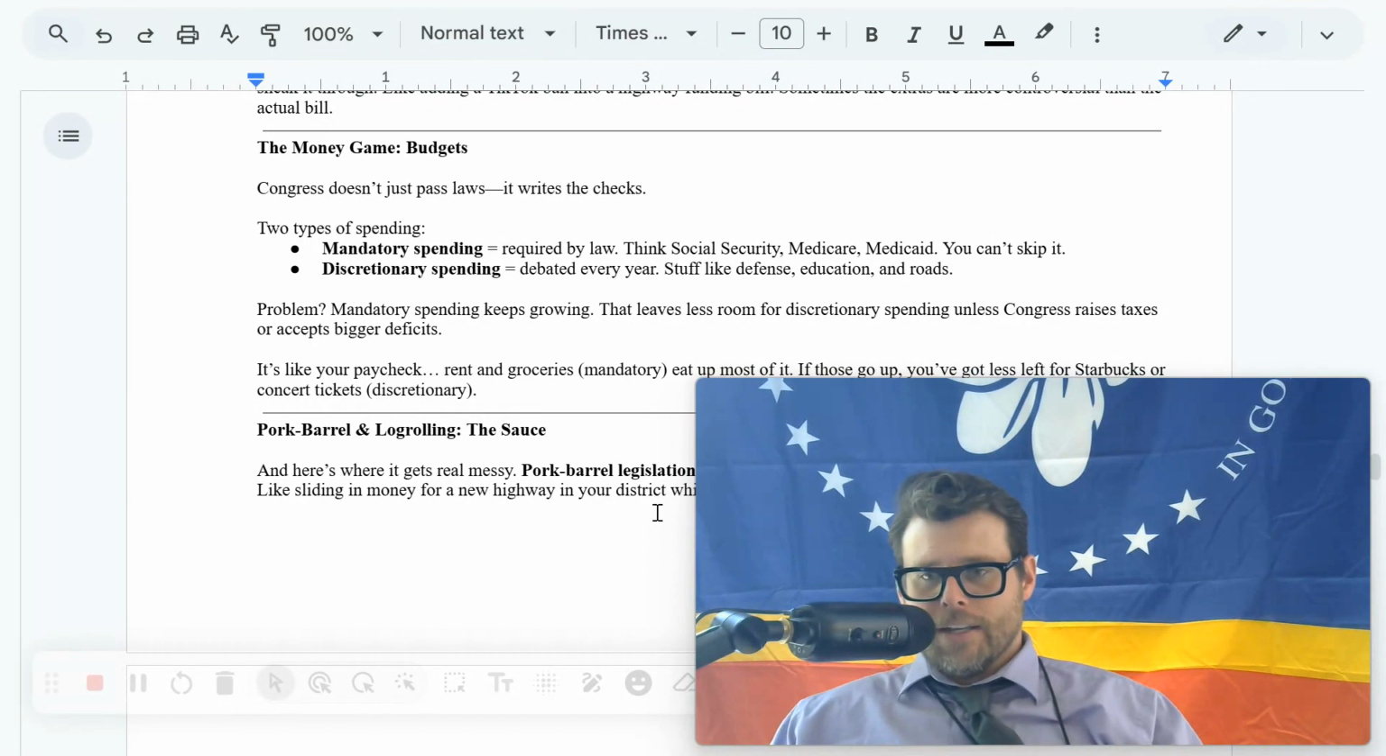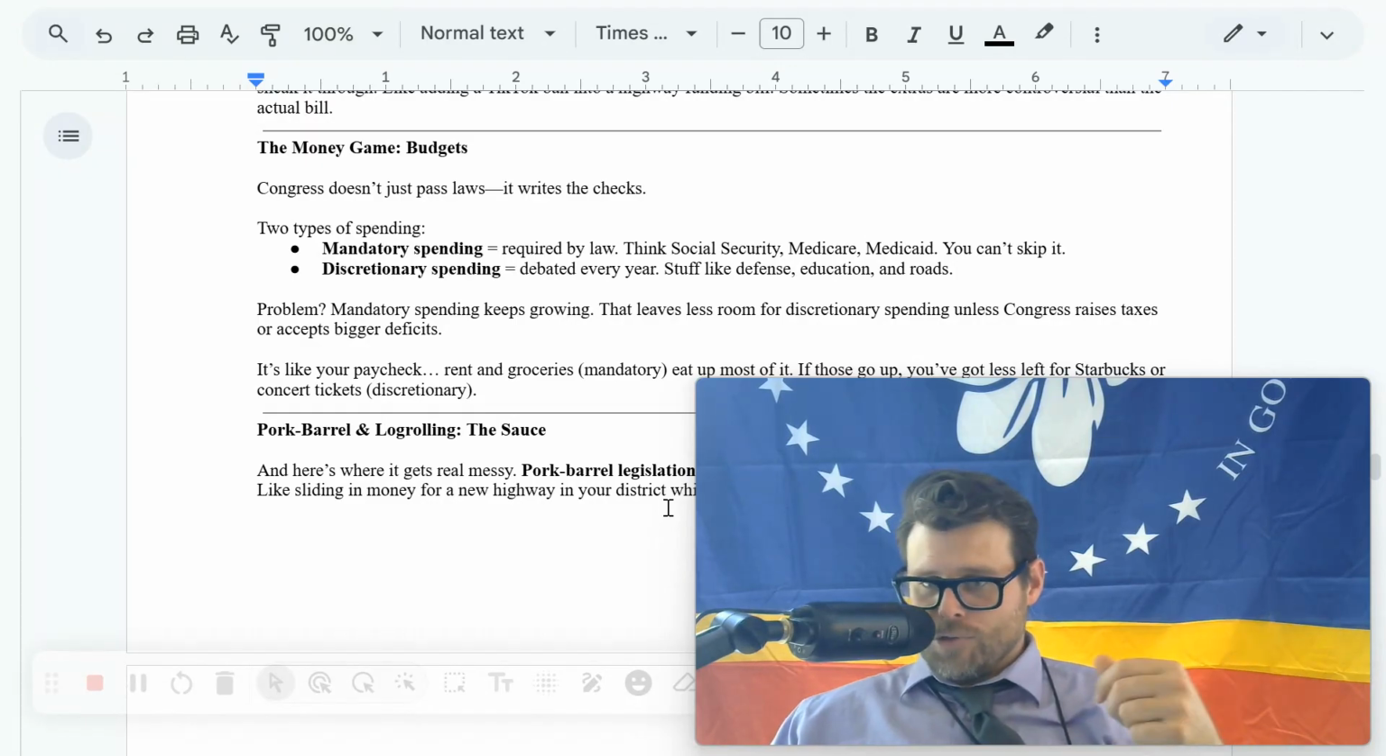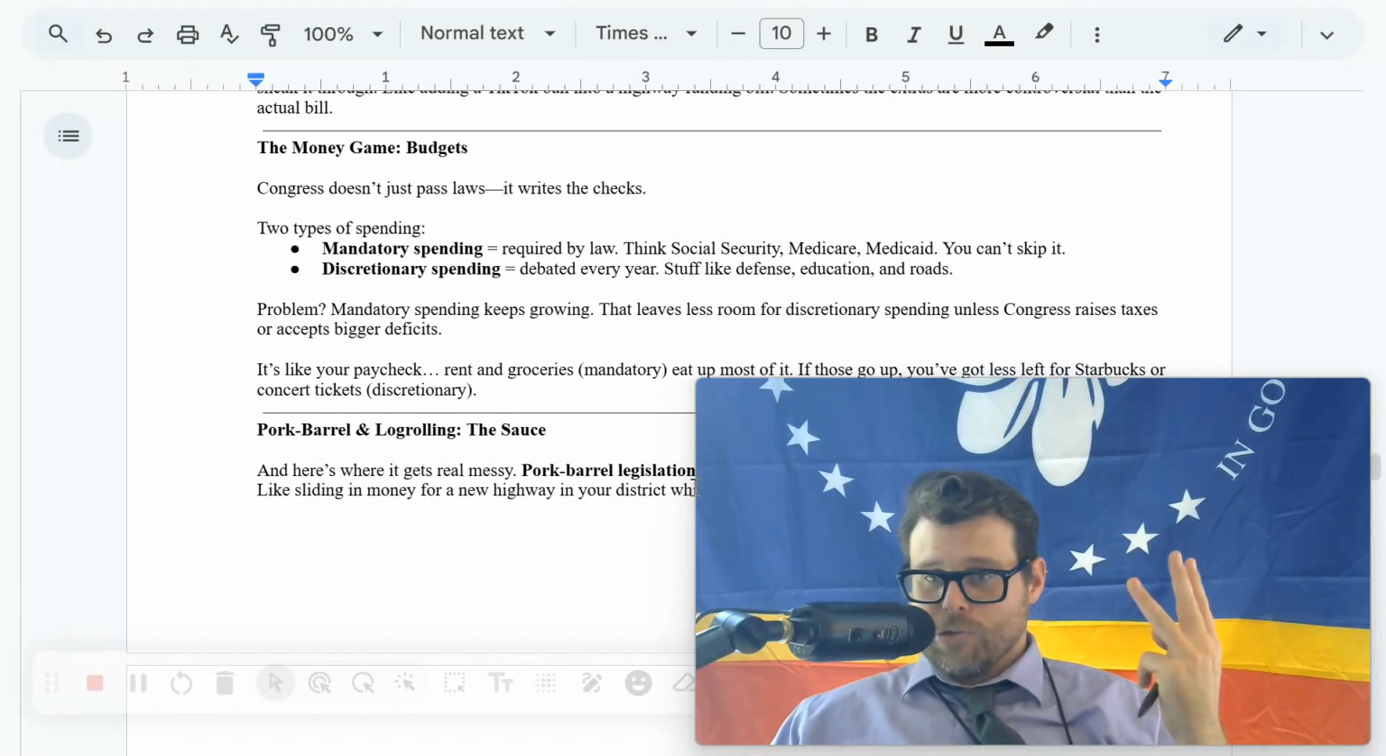Debated every year. This is the money that can be spread out over everything else outside of our Social Security, Medicare, Medicaid, and our interest on our debt. This is stuff like defense for the military, which we spend close to $1 trillion a year, education, and roads. Right? Those are the big three discretionary spending items.